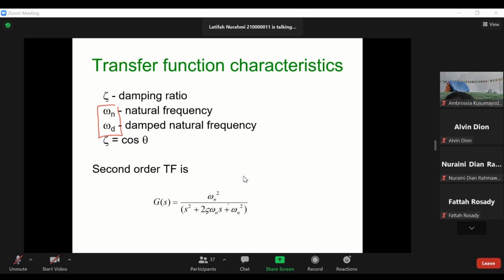So the way you write the transfer function is this. The s squared here should have the coefficient 1. And the s here, the coefficient becomes 2 zeta omega n, s plus omega n squared. Okay. This is the most important thing you should know. So from these properties, we have zeta, omega n, and omega d.